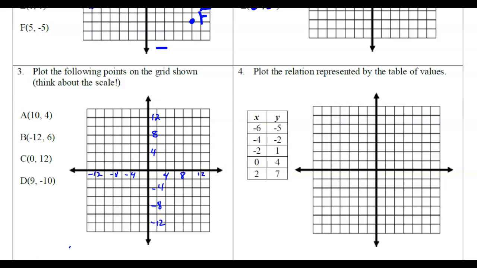Okay, so now we can plot. So (10, 4). 10 would be halfway between 8 and 12, so that grid marking, and 4 up. So that's going to be A. (-12, 6), halfway between 4 and 8.